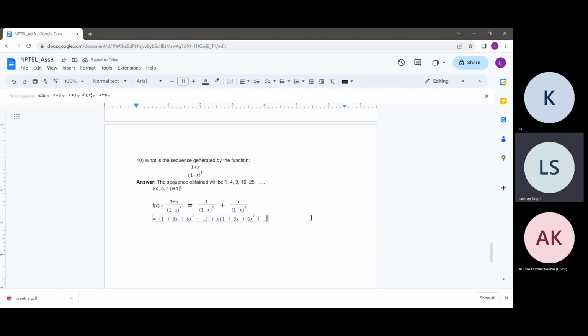I hope it's a lot better with Keynote. So this will then evaluate to, I just opened this up. 1 upon (1 minus x) cubed is 1 plus 3x plus 6x squared plus so on, plus x times 1 upon (1 minus x) cubed, which will be x times (1 plus 3x plus 6x squared plus so on). Now we need to find the sum of these two terms to find the actual value of f(x). The constant term will only be 1, since here it's a factor of x. And the coefficient of x to the power 1 will contribute a factor of 3 from here.